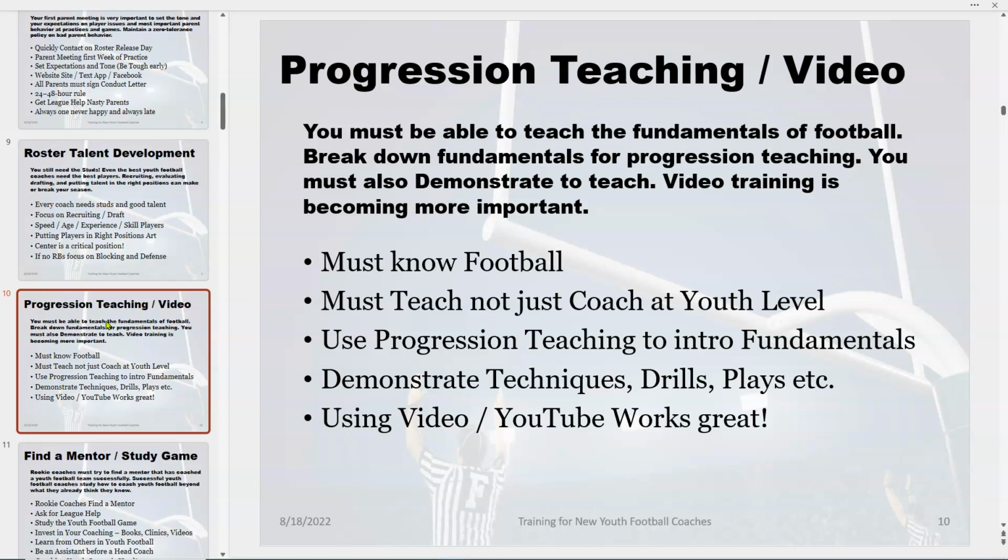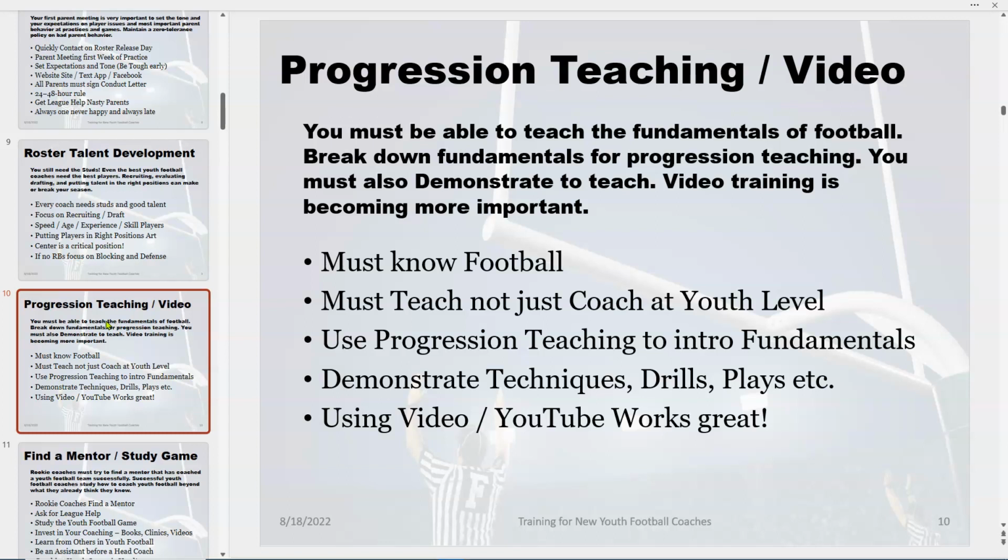That's been a big deal. I do think you need to know football so you can do progression teaching and break everything down. If you haven't played and you're going to be a head coach, I would recommend you be an assistant coach before and go to a lot of clinics and study. But if you've gotten thrown in, you can still do it. Just be organized, study your butt off, and learn how to do it. And get a good assistant coach that has experience.